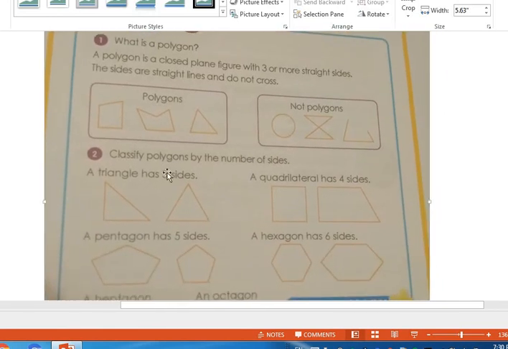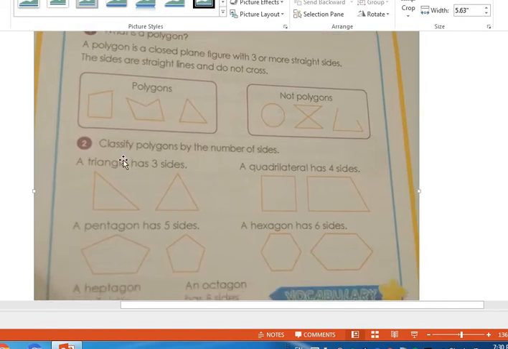Okay, classify polygons by the number of sides. It's very easy now. A triangle has 3 sides. This triangle, as we know, has how many sides? 3. Okay, I have to study this very well.